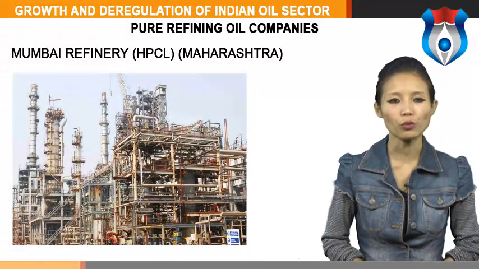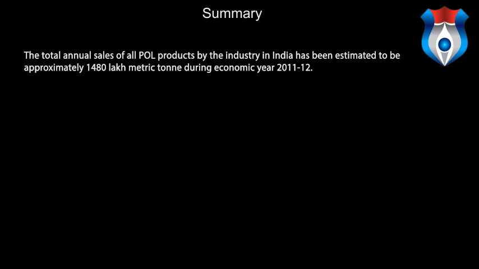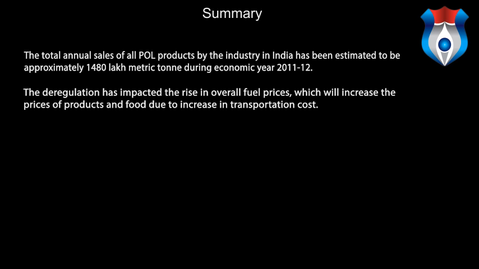Now in the end, let us summarize what we have learned in this lecture. The total annual sales of all POL products by the industry in India has been estimated to be approximately 1480 lakh metric tons during economic year 2011-12. The deregulation has impacted the rise in overall fuel prices, which will increase the prices of products and food due to increase in transportation cost.